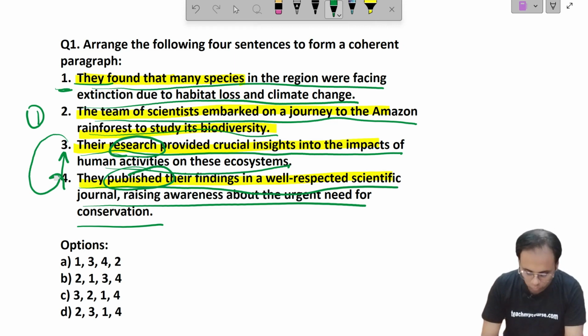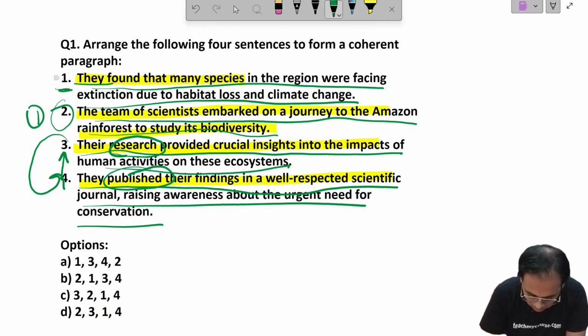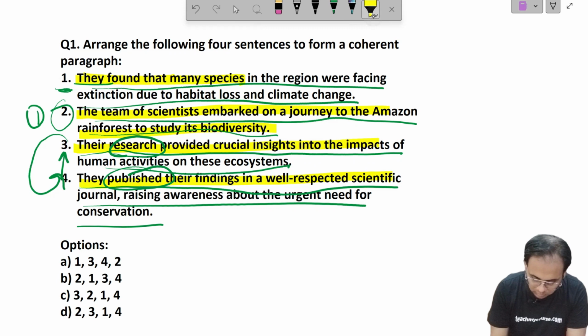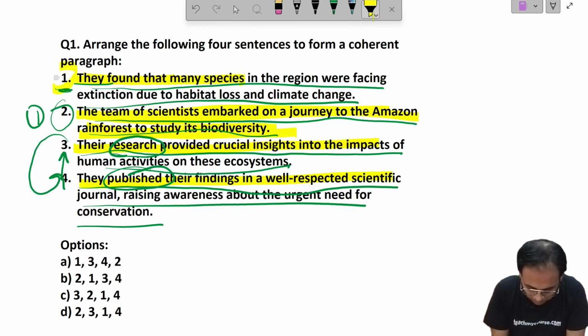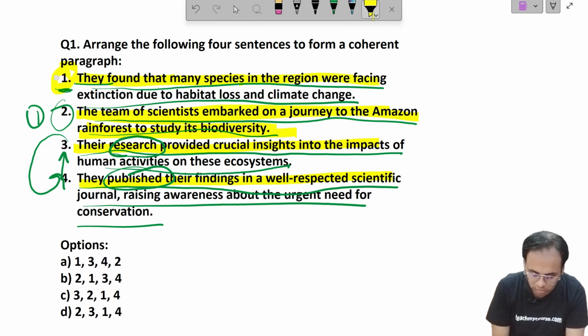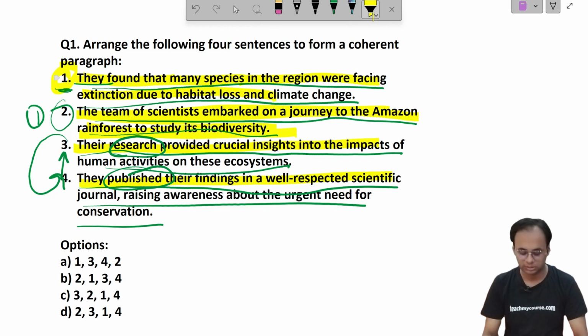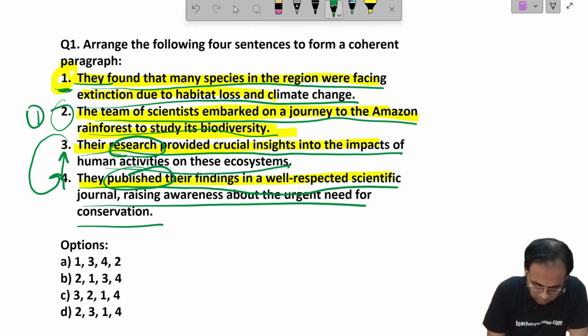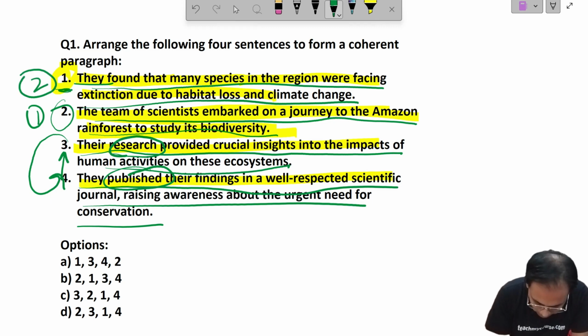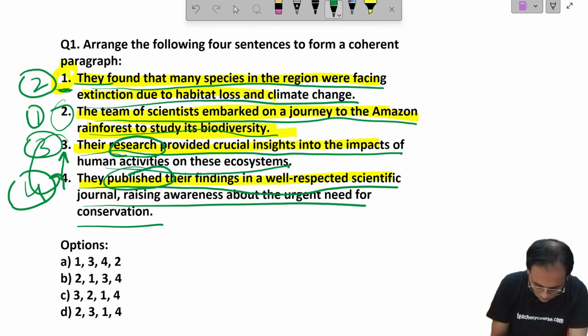So let us see what will come after this second one, whether three will come or one can also come. It is saying that the team of scientists embarked on a journey to the Amazon rainforest to study its biodiversity. Now the first sentence says they found that many species in the region were facing extinction. "They" refers to the team of scientists, so obviously it makes sense. They found out that many species in the region were facing extinction. So the first sentence should be following the second one, and then the third one should come. Okay, fine. So this should be the proper order: the second one should come first, then the first one. So 2, 1, 3 and 4. As per me this should be the answer.